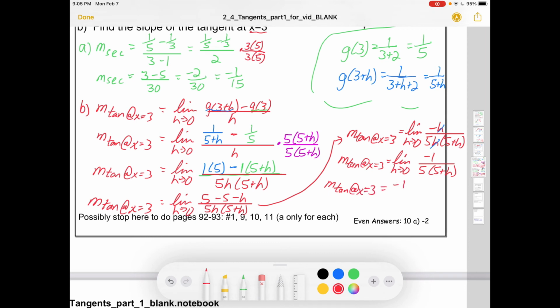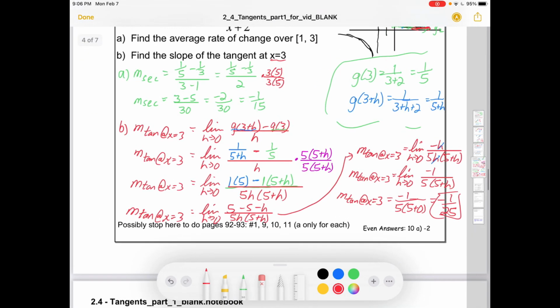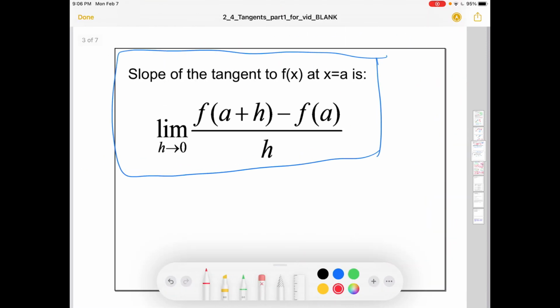Okay, it'll give us negative 1 times 5 plus 0. Well, yeah, that isn't a problem. Or negative 1 over 25, okay, which is still a negative slope, like we expected. It is a more gentle negative slope than that secant one was, because that seemed reasonable. It was evening out or sort of straightening out. So that's all there is to finding tangent slopes, is using this formula.